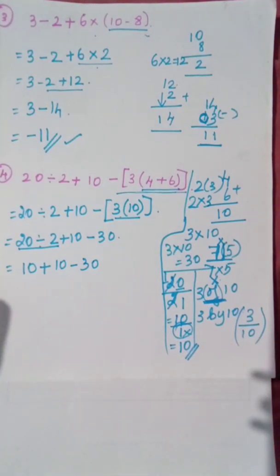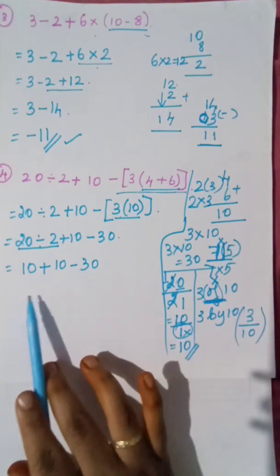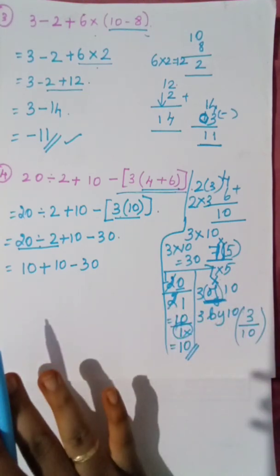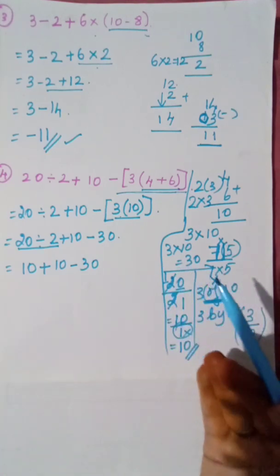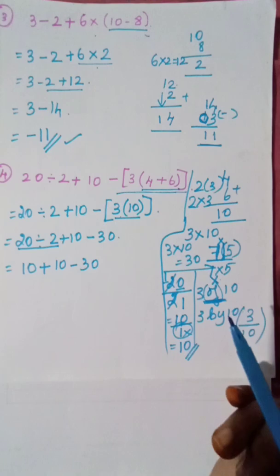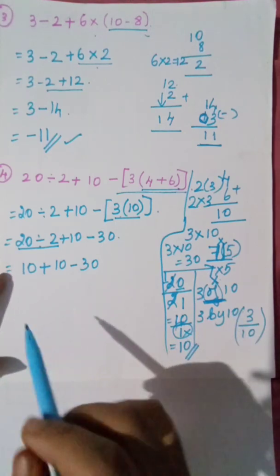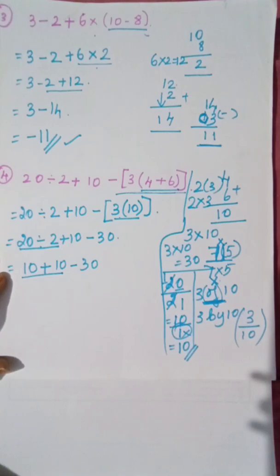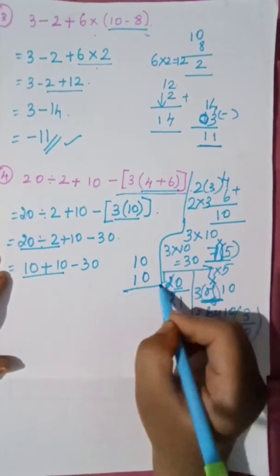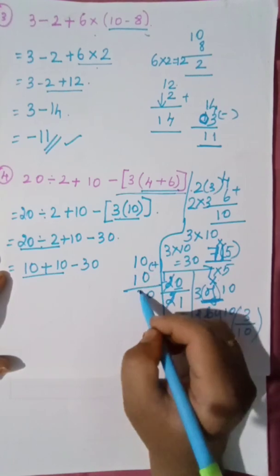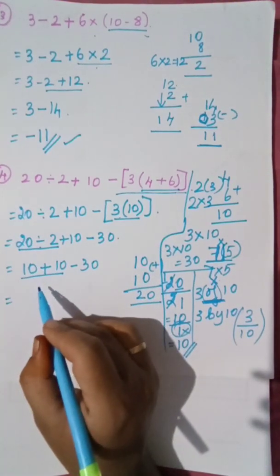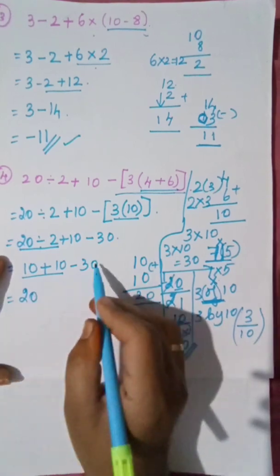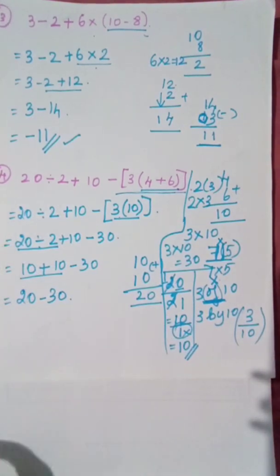Clear? Then after completing the division process, what do we have to see next? Multiplication. Can you see any multiplication operation here? No. So if there is no multiplication operation, we have to move to the next operation, that is addition. Can you see addition here? Yes, that is 10 plus 10. So 10 plus 10 is what? 0 plus 0 is 0, 1 plus 1 is 2, that is 20. So for 10 plus 10 we write 20 minus 30.